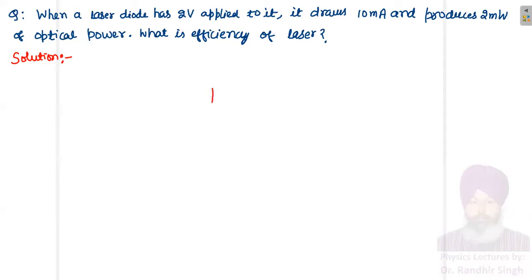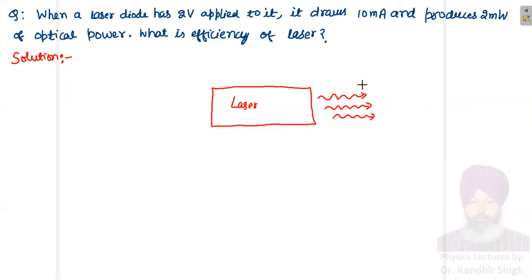So suppose we have this device as a laser. This is just for getting an idea. Suppose this is the laser and obviously it will produce light. So light is the output of the laser, but it also consumes power, some electrical power in the form of a battery or any other electrical source.